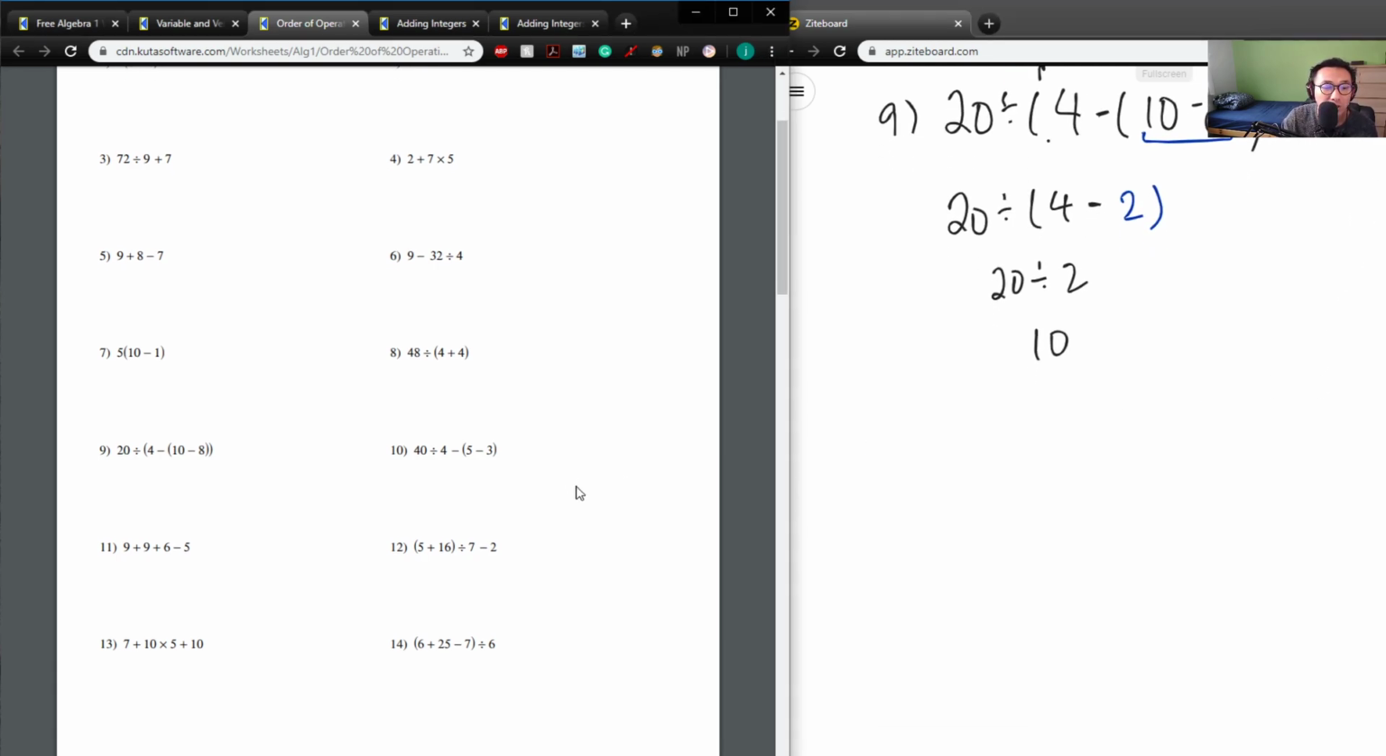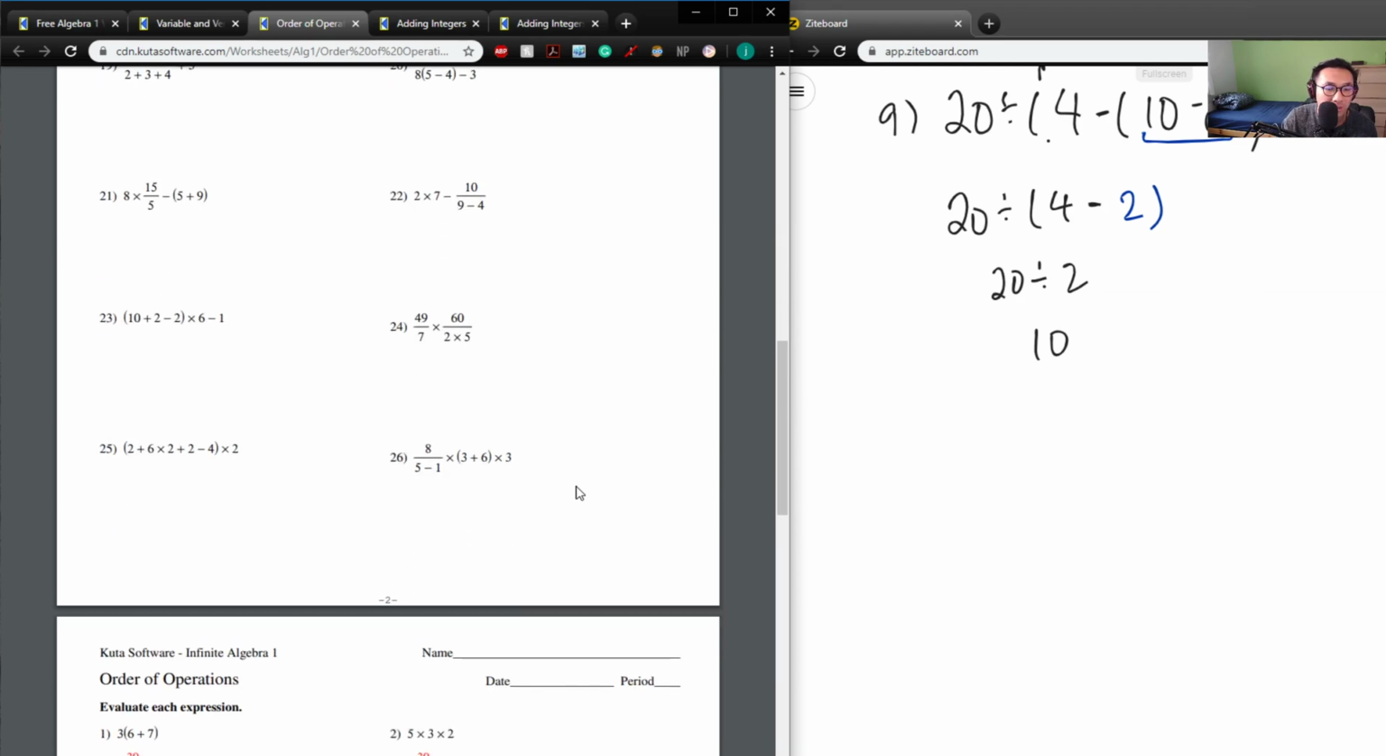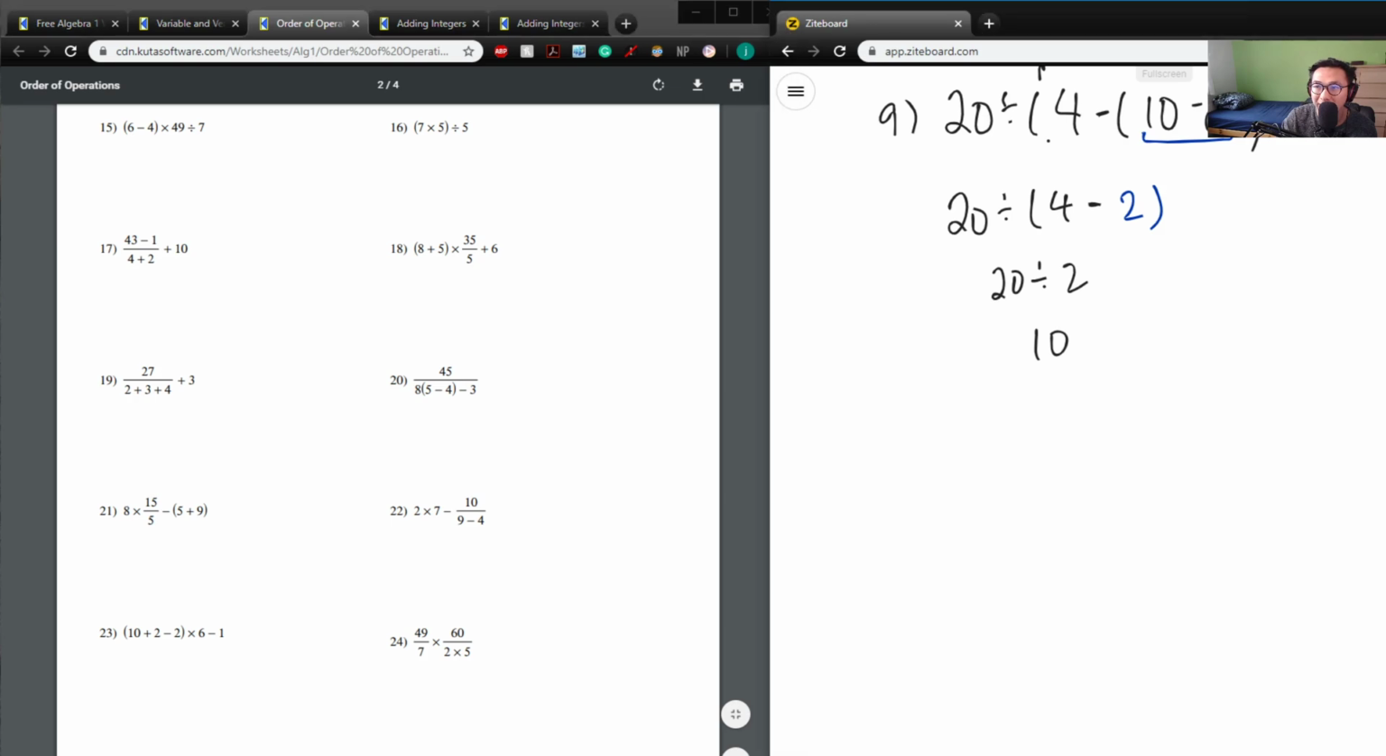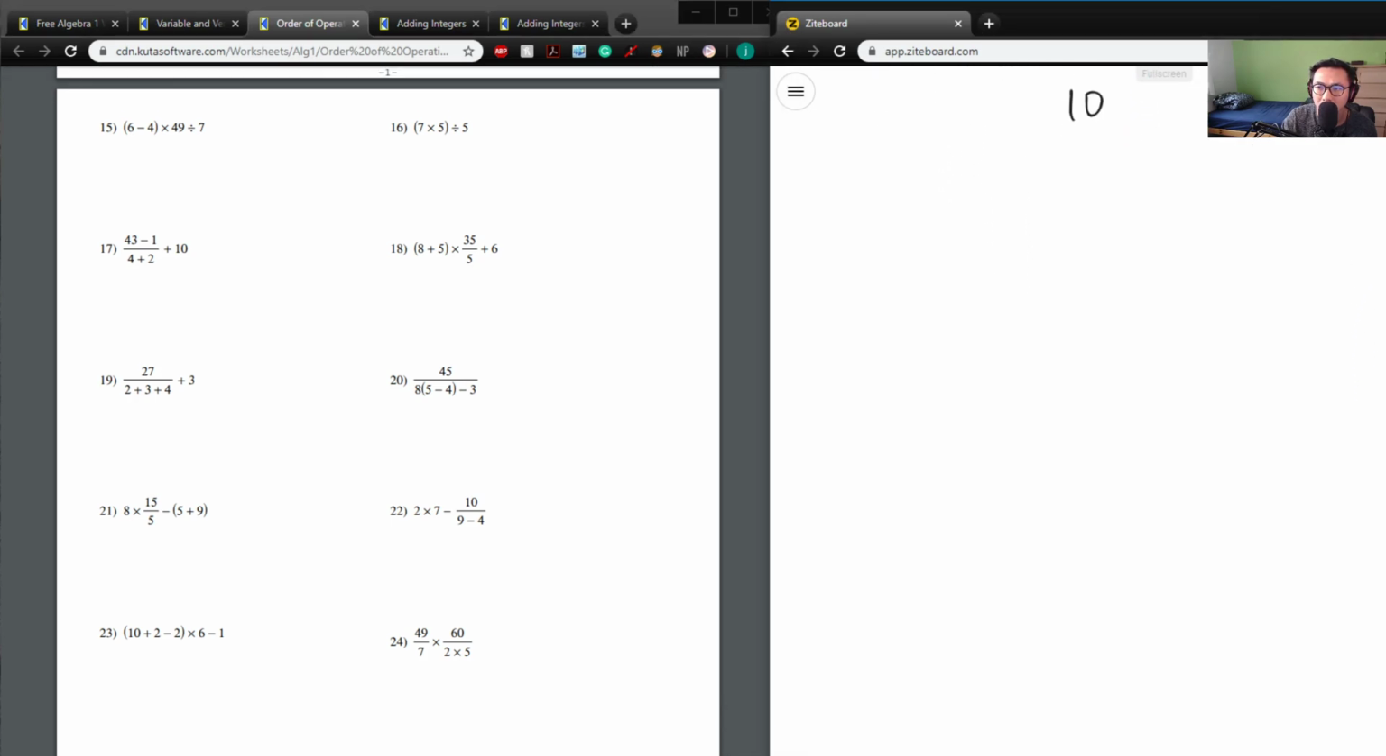I encourage you to do a bit more practice. Let's do a more complicated one with a fraction, and then we're going to move on to the next topic. So this is number 19. Or let's do 17 to 19. 17 here is 43 minus 1 over 4 plus 2, plus 10.